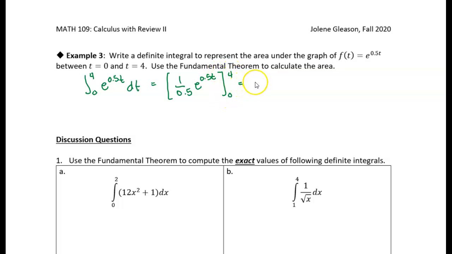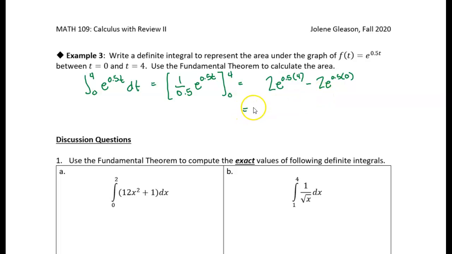Okay, so this 1 over 0.5 is really just 2. 1 over a half, it's the reciprocal of 1/2, right? So we just have 2e to the 0.5 times 4, and we need to evaluate it at the upper limit of integration first, and then subtract 2e to the 0.5 times the lower limit of integration, which is 0. All right, so this just becomes e to the 0, which is 1.